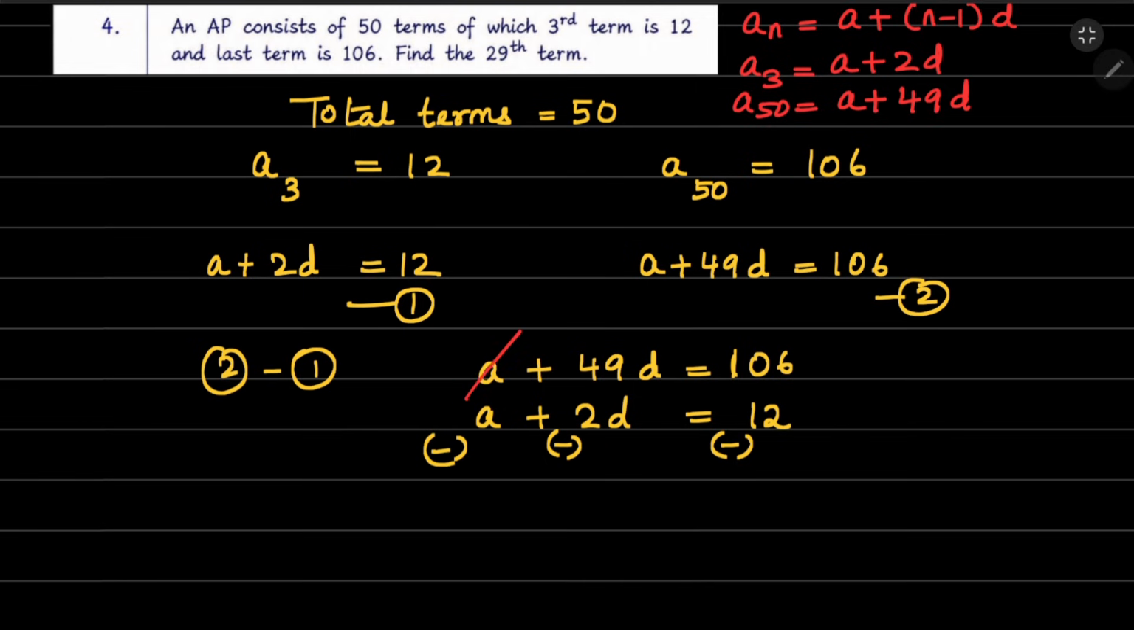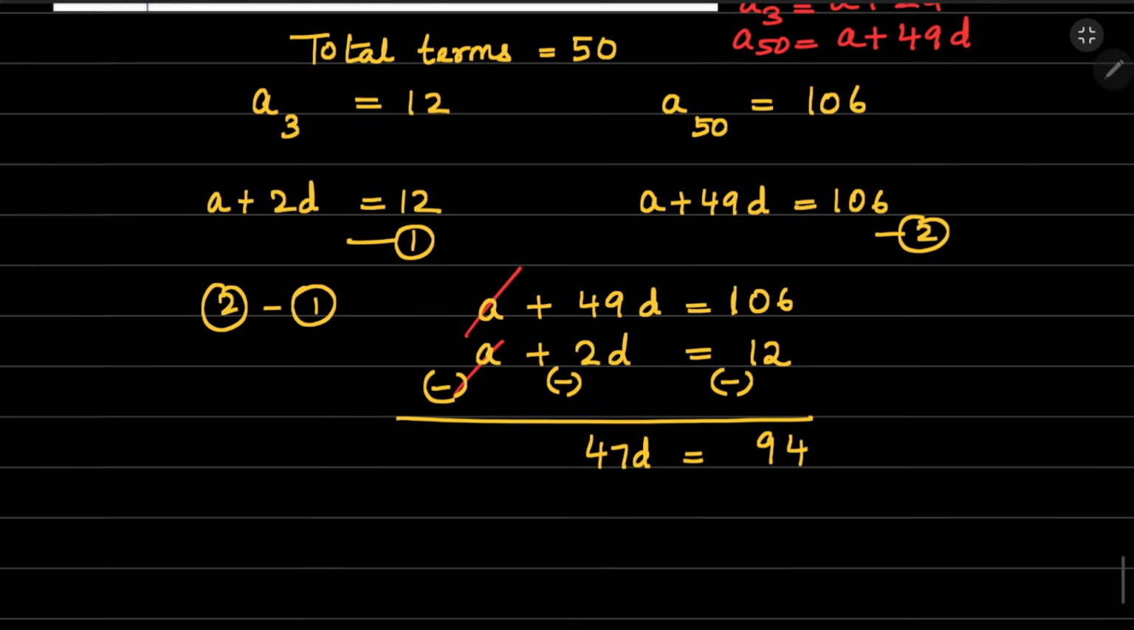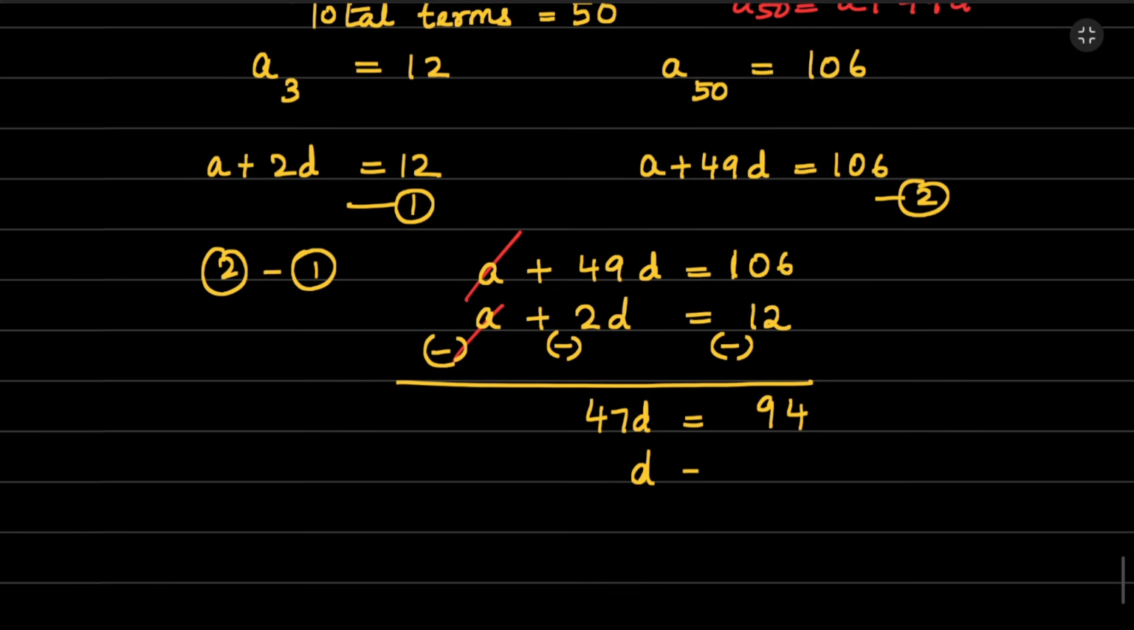Okay. So your plus A minus A would get cancelled. What is 49 minus 2? 47. D is equal to, so 6 minus 2 is 4, 94. Right? What is D equal to? D will be equal to 94 divided by 47.